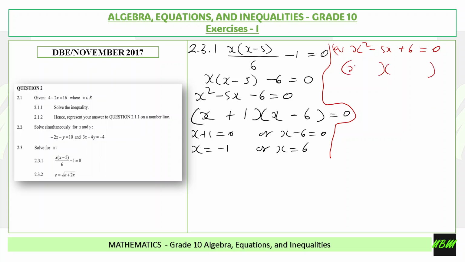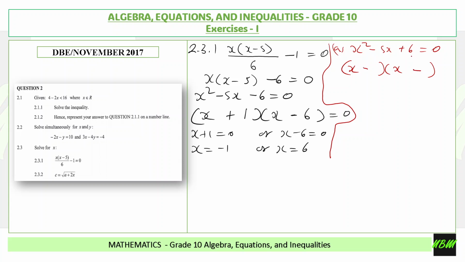So what will be the factors? Here we'll be having x, x, but now you see the sign on the last term is positive. It means inside the brackets we are going to have the same sign. But which sign? The sign of the middle number. The sign of the middle number is negative. Therefore, negative, negative.